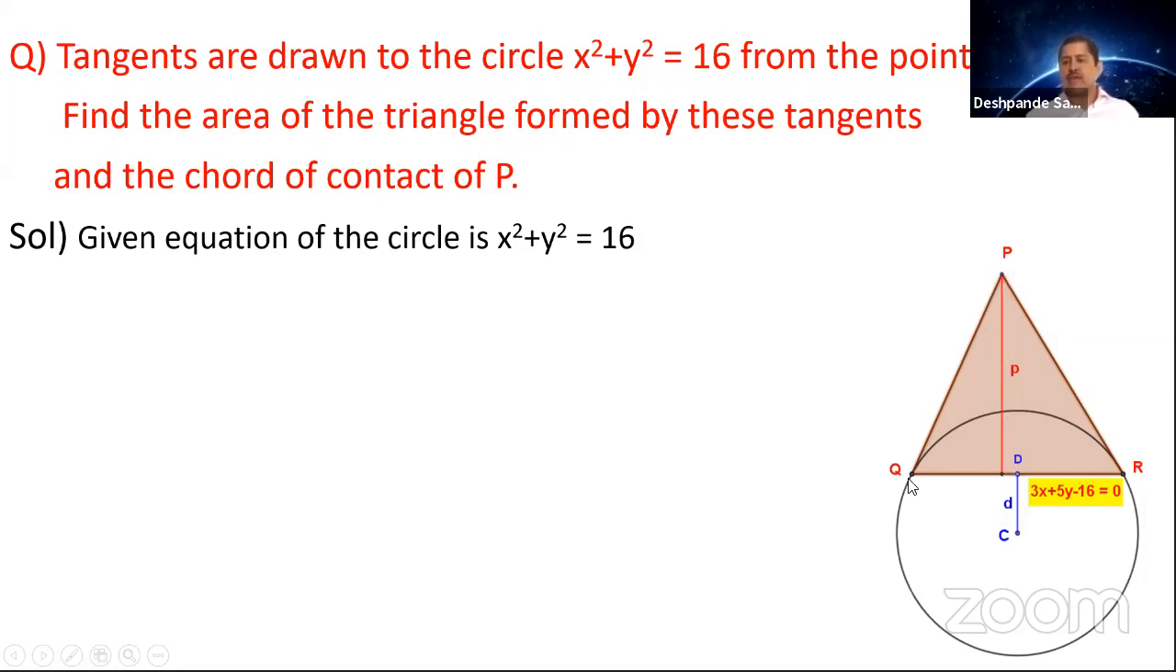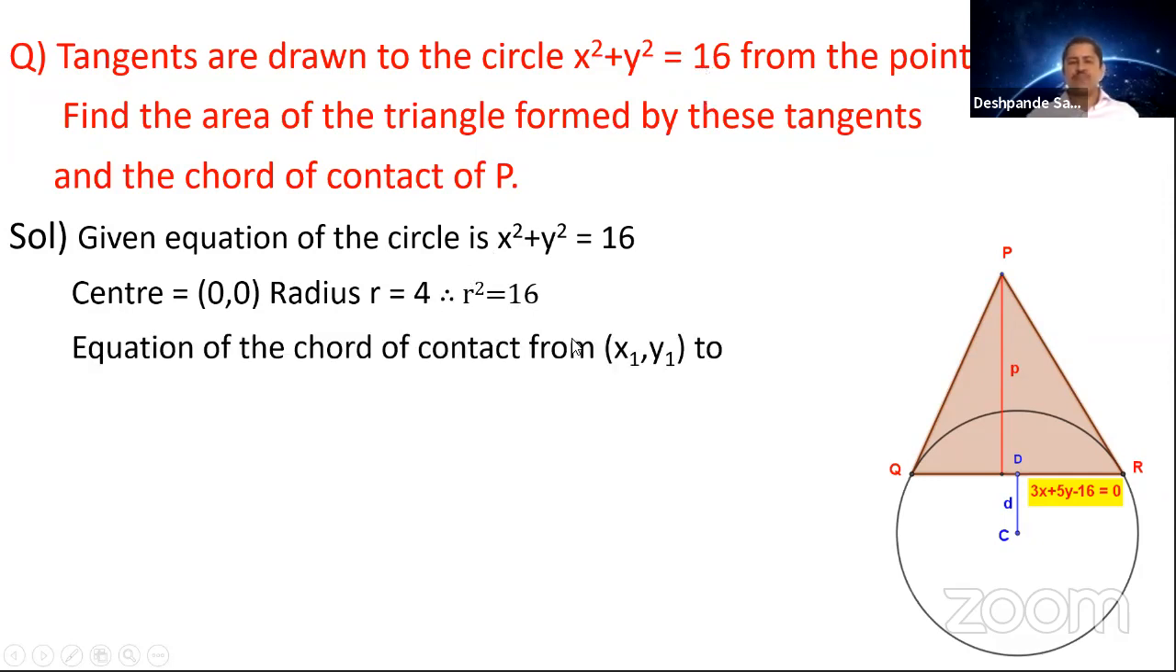Then we try to find out the length QR. So how to find the length P? What is the center of the circle given? Center of the circle is given as (0, 0). See, the circle equation is x square plus y square is equal to 16. So the center is (0, 0). So the radius is 4, so you have r square value as 16.